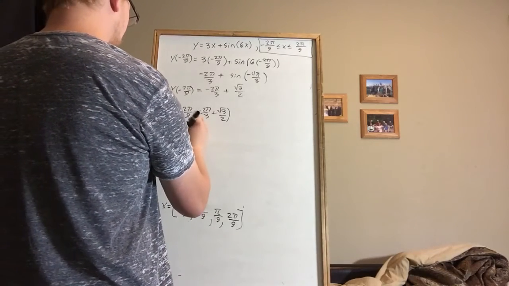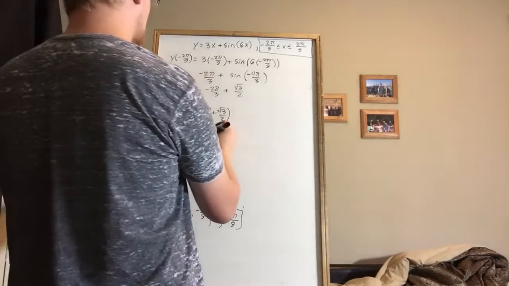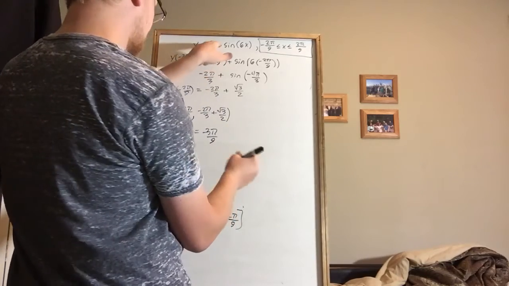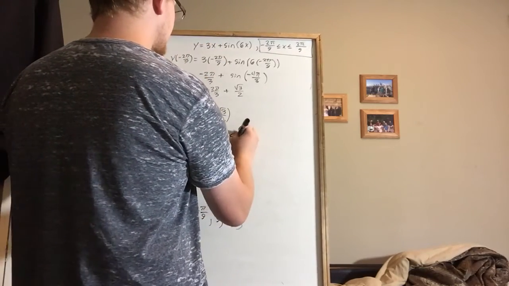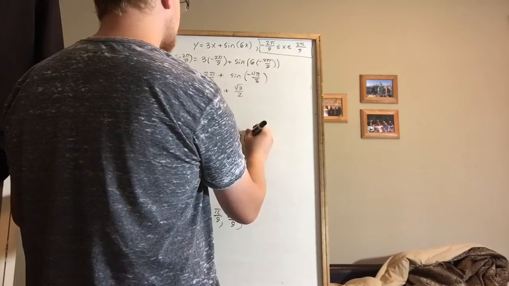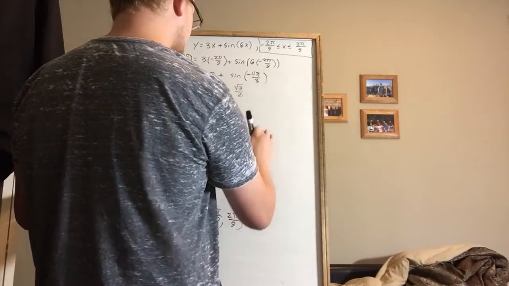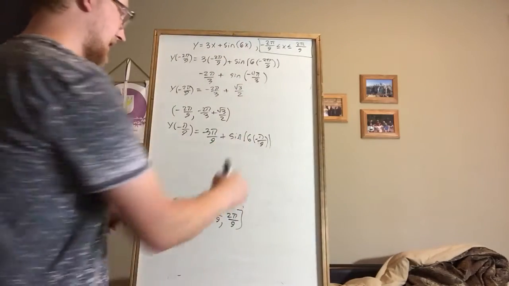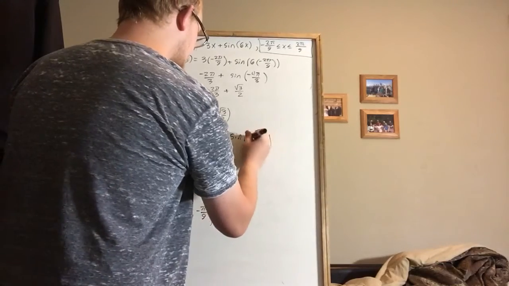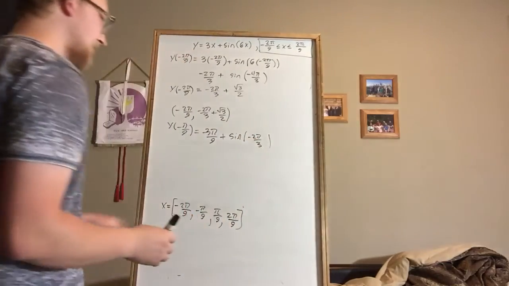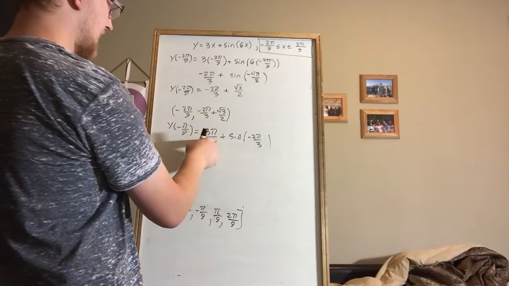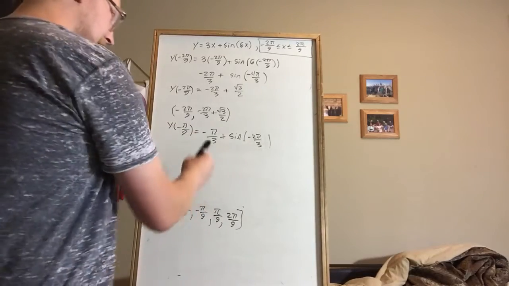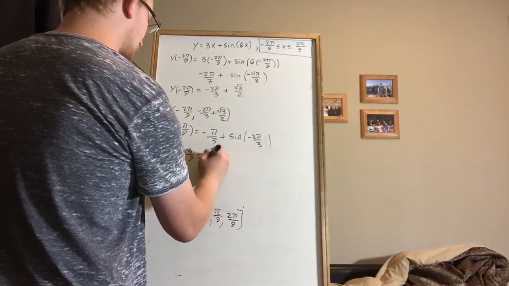So y of negative pi ninths, plug it into our original equation, equals 3 times negative pi ninths, plus sine of 6 times negative pi ninths, which of course equals what? Negative pi thirds, and sine of negative 2 pi thirds, because 3 ninths is equivalent to 1/3.